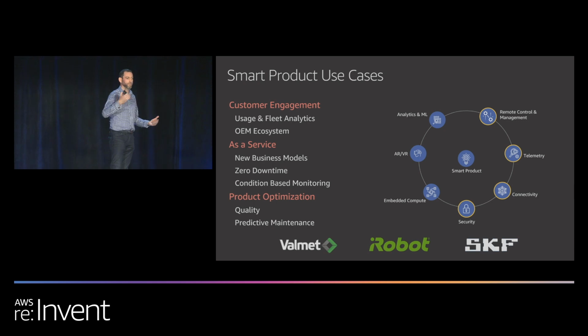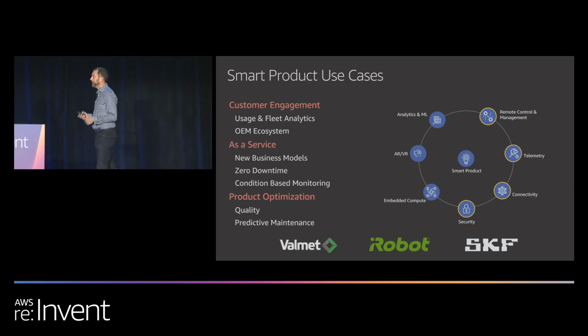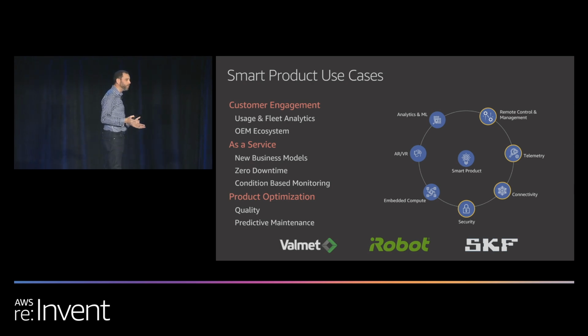They're collecting data off the machines and using that data to train machine learning models that they can then deploy down onto the connected paper mills so they can analyze and improve quality and reduce downtime. The second one is iRobot. They created a connected vacuum cleaner as part of their greater smart home ecosystem. And the final one is SKF.